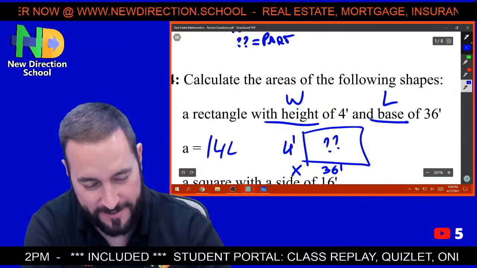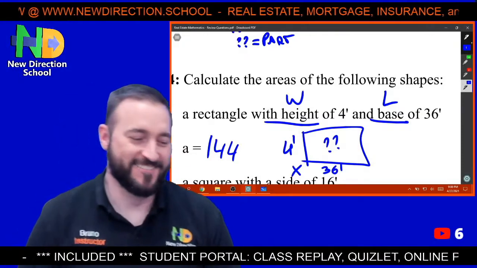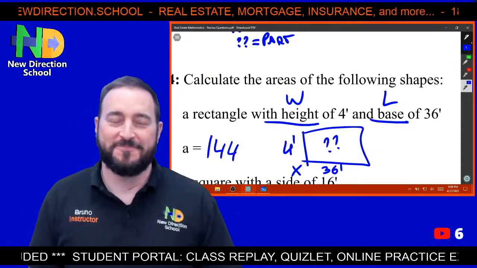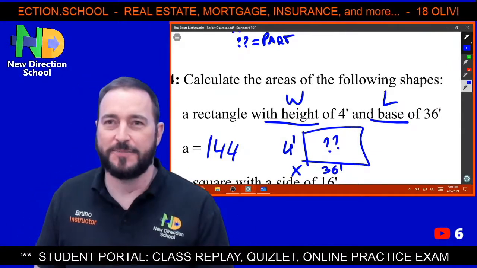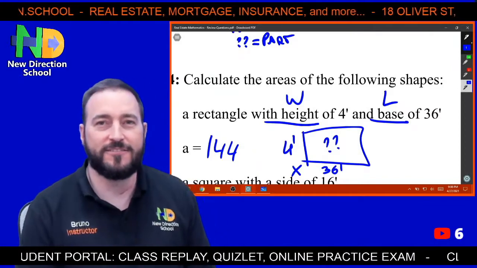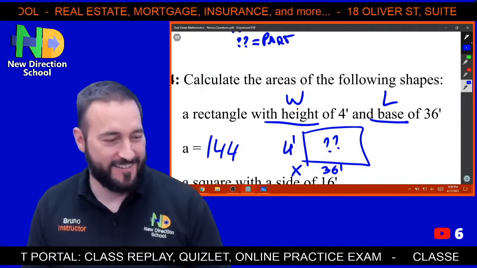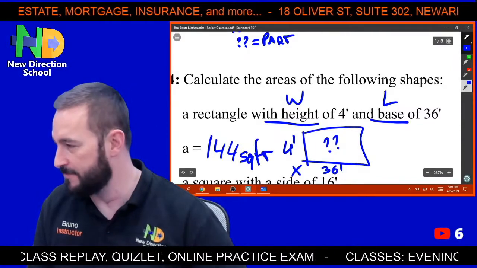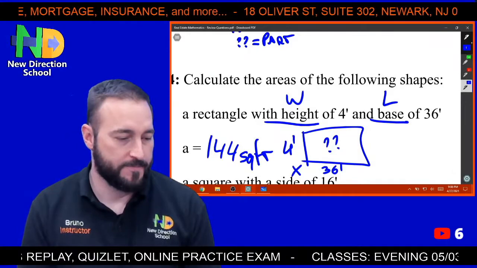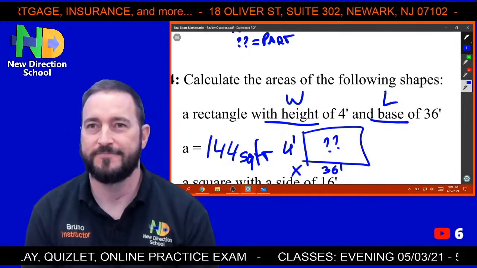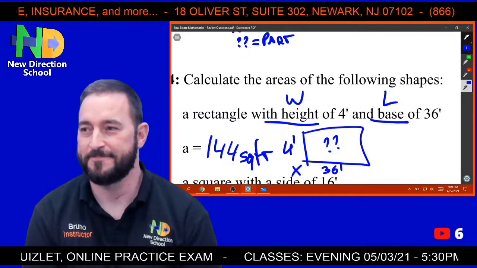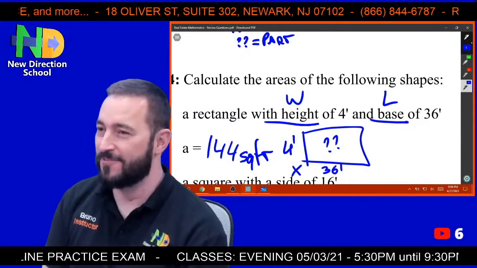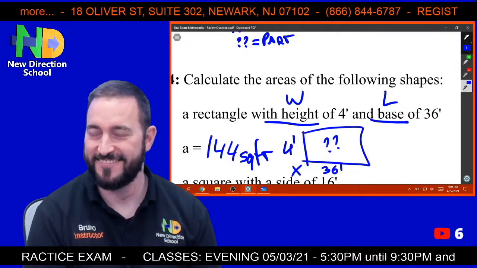I was trusting you. Really? So it's 144 what? Square feet. I'm like, I saw 72 there. I'm like, what? This is not a triangle. All right. That's it. 144 square feet. Questions? Pretty easy, right?